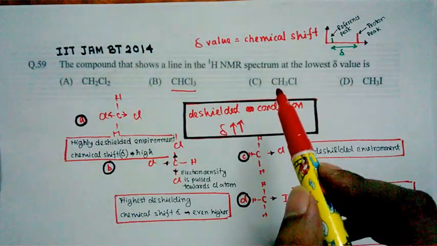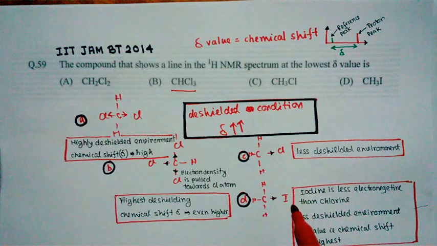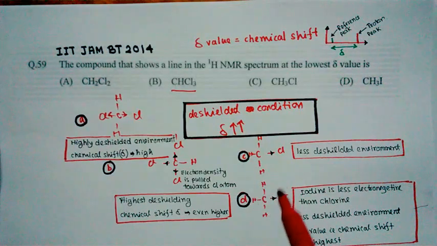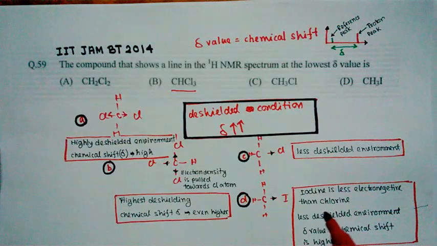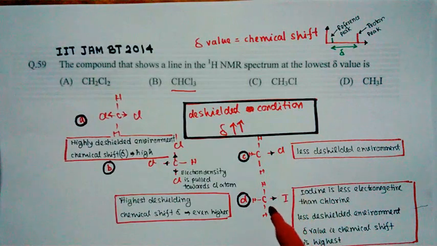Now if we come to compound C and compound D, we see both have 3 hydrogen atoms, one has a chlorine atom and the other has an iodine atom. As iodine has less electronegativity than chlorine, the electron density would be less pulled towards iodine than towards chlorine. So the compound depicted in D has the lowest delta value, as it has a less de-shielded environment.